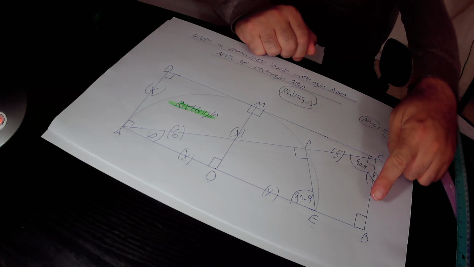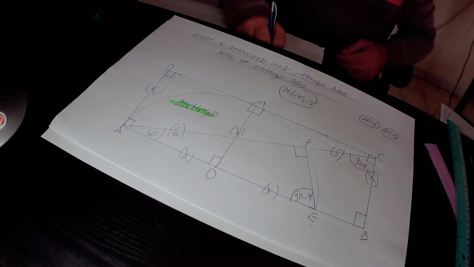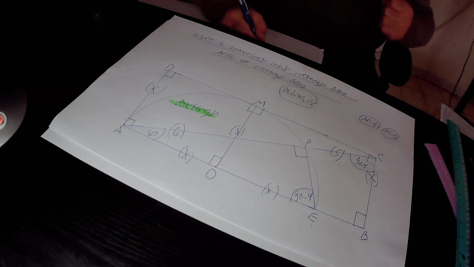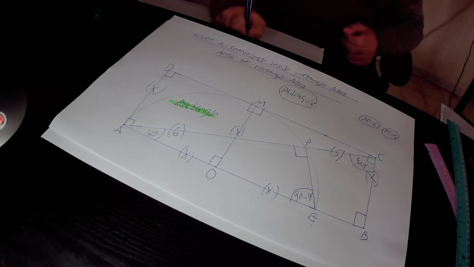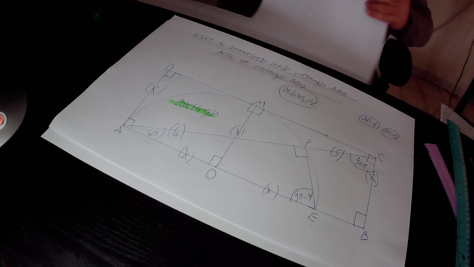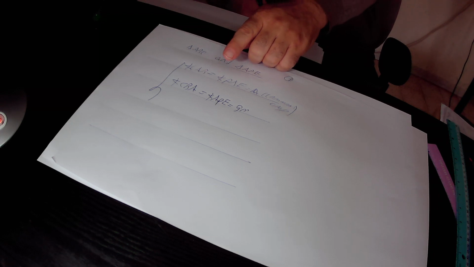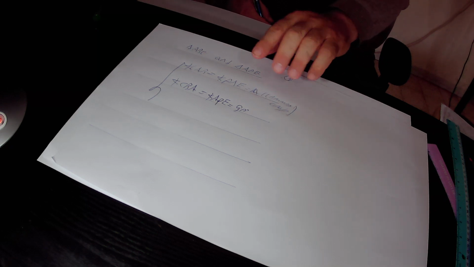So actually this is angle CBA in the big right triangle ABC, and it is equal to this angle, that is actually angle APE in the small right triangle APE. So repeat again. Angle CBA in the big right triangle ABC equals angle APE in the small right triangle APE. They are both equal to 90 degrees, and therefore they are equal to each other.